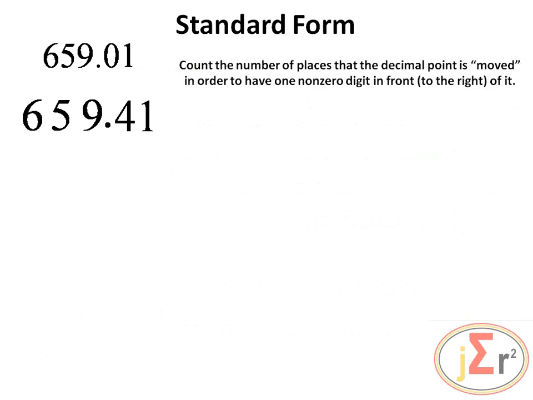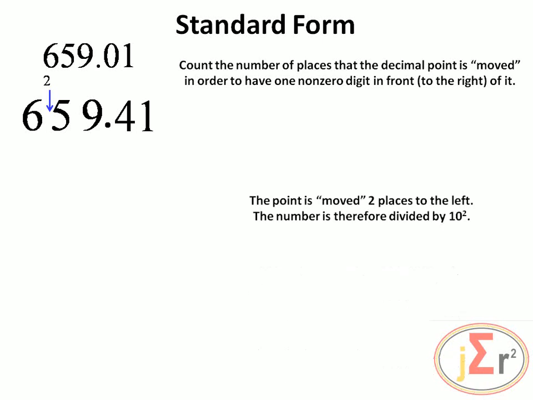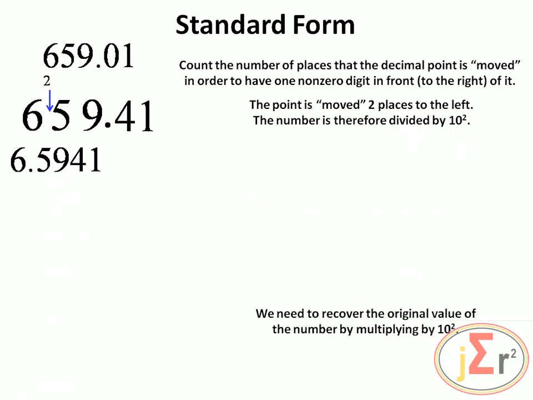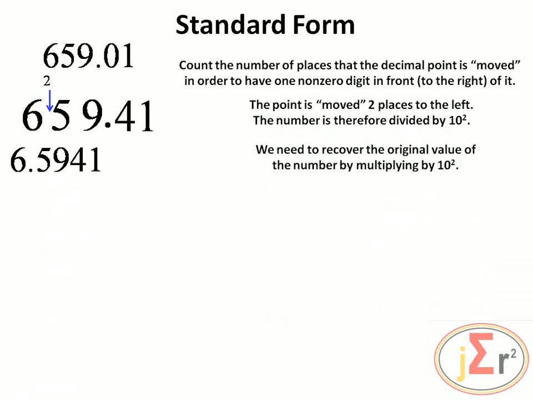So now we are going to write that number in standard form, and we are going to count the number of decimal places that the decimal point is moved in order to have only one non-zero digit to the left of it. The point is moved 2 places to the left. The number is therefore divided by 10 to the power of 2. We need to recover the original value of the number by multiplying by 10 to the power of 2.